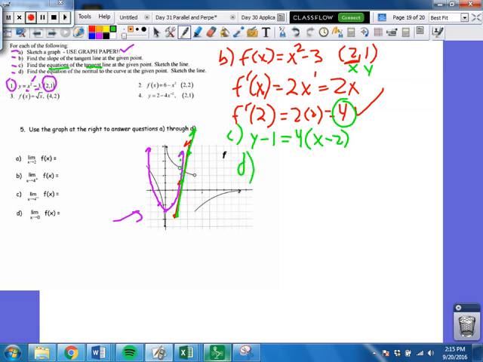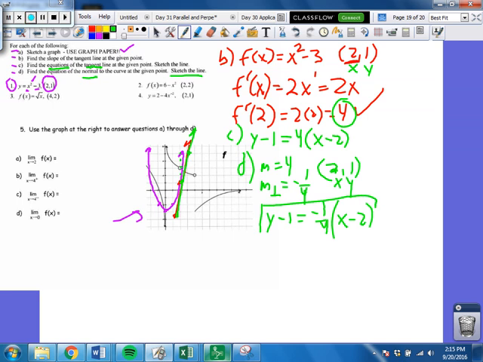Part D. Find the equation of the normal line to the curve. Okay, normal. I'm going to sketch the line. Normal means perpendicular. So my slope is 4. That would mean my perpendicular slope, and that symbol means perpendicular, is the opposite reciprocal, negative 1 over 4. Then I use my same point there, 2, 1, x and y. y minus 1 equals negative 1/4 times x minus 2. Done. Now I just have to sketch it.